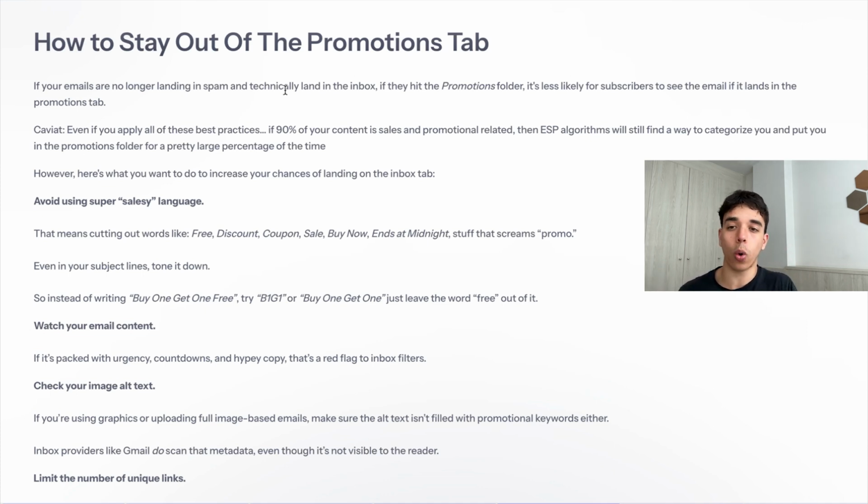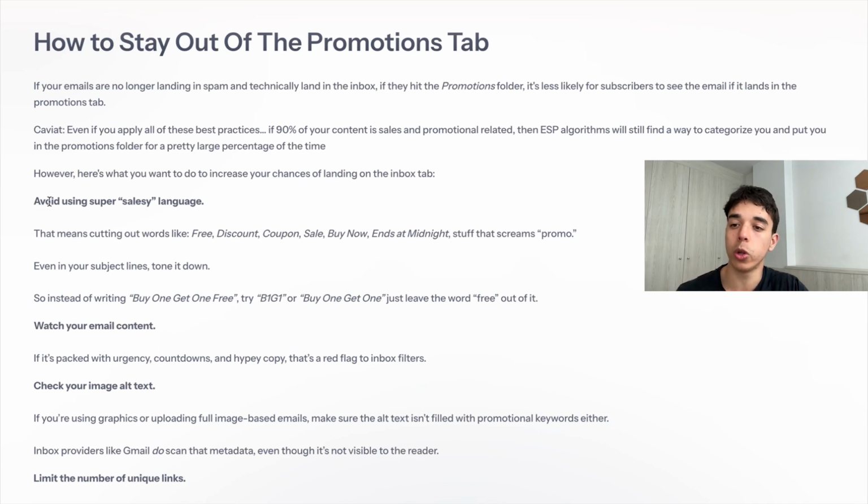Even if you apply all of these best practices, if 90% of your content is sales and promotional related, then ESPs such as Yahoo, Gmail, Hotmail, these algorithms will still find a way to categorize you and put you in the promotions folder a pretty large percentage of the time. However, here's what you want to do to increase your chances of landing in the inbox.